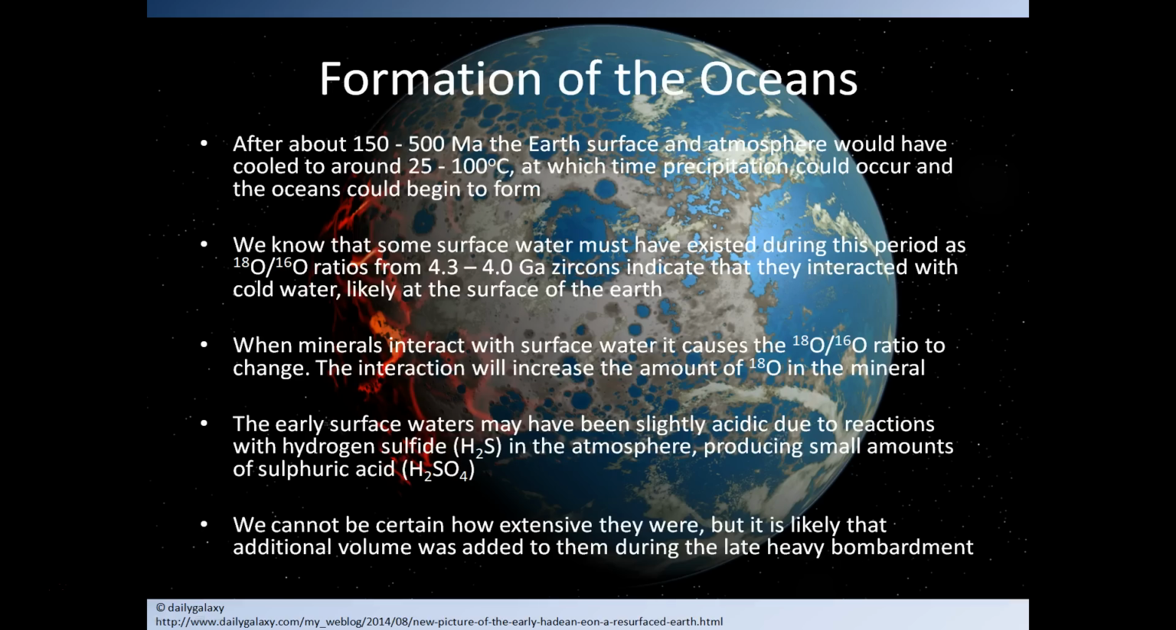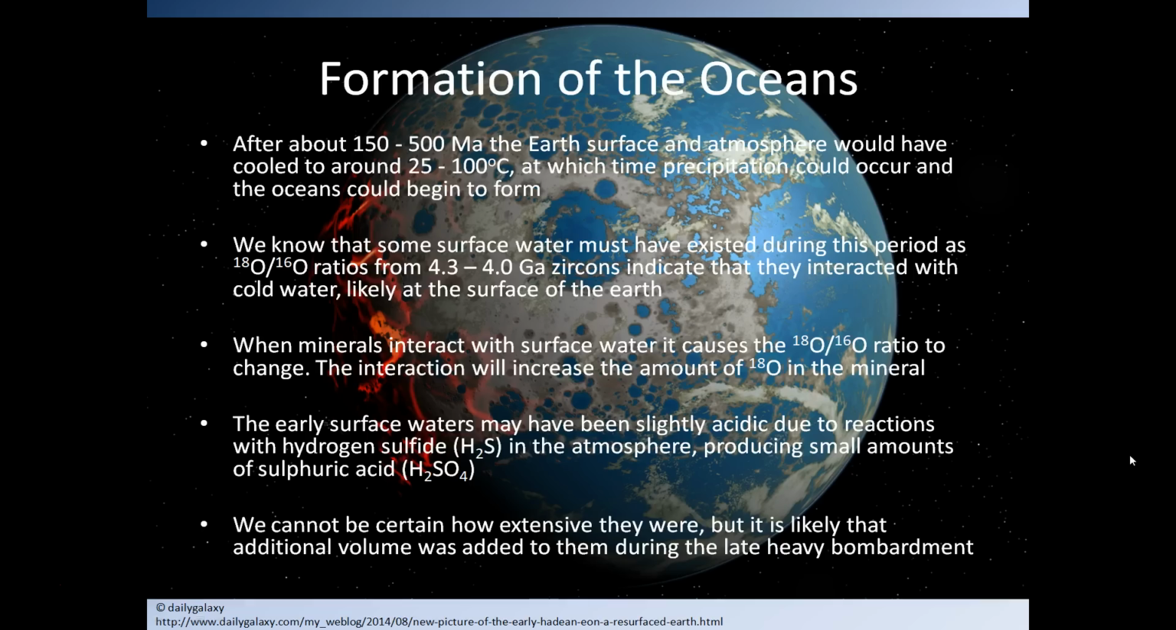So this early water would probably have been slightly acidic, because the water would likely have reacted with hydrogen sulfide in the atmosphere, which has been put into the atmosphere from volcanoes, and that would have produced very small amounts of sulfuric acid, and so the pH of the early oceans and lakes on the surface of the Earth would probably have been slightly towards the acidic end of the scale.